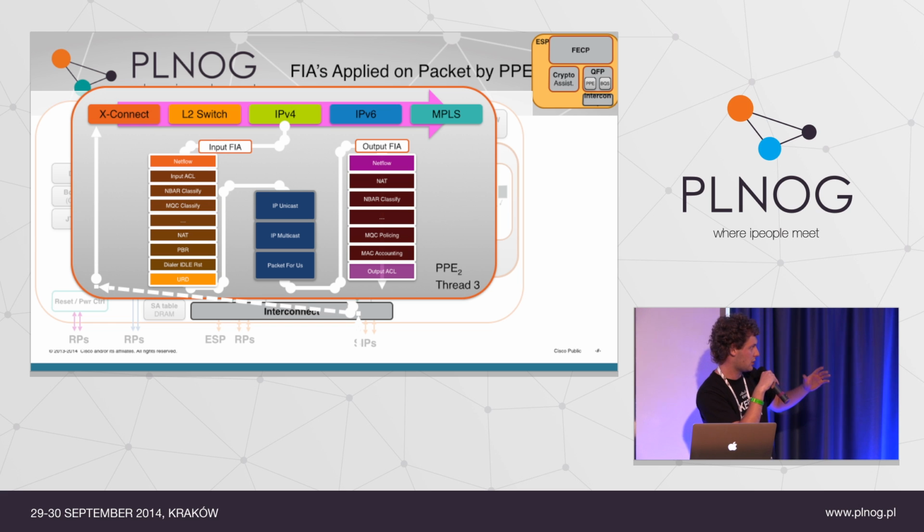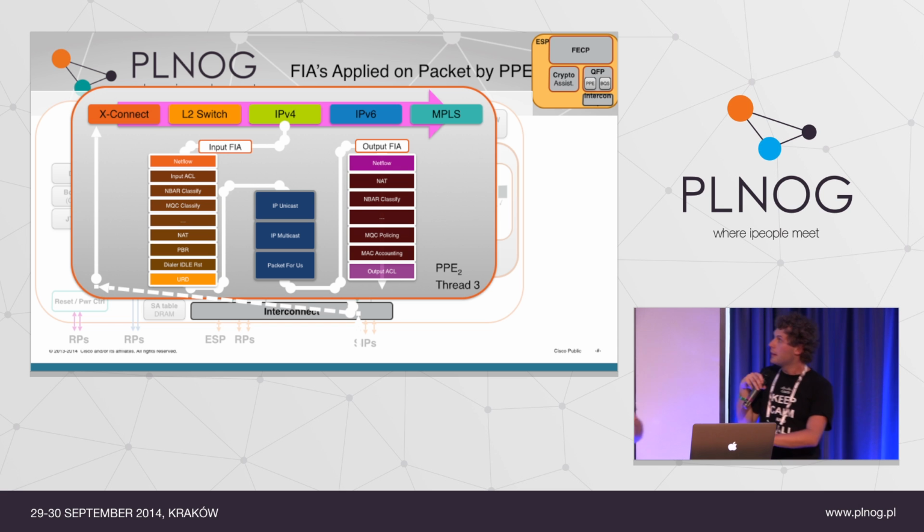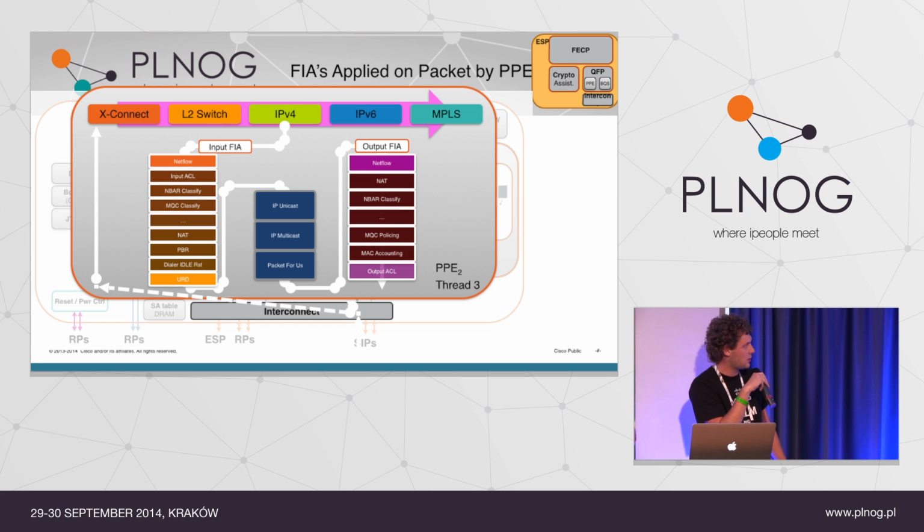So when the packet enters our ASR, it goes through the SIP physical interface, then it goes here to the QFP, to PPE, and to the thread. And then here we are seeing that the input features are being applied. So it might be NetFlow, it might be input ACL, it might be QoS classification, NAT, etc., right? So after that, there is a switching decision being made. Switching decision basically means we want to determine the egress interface. So we know how the packet entered.